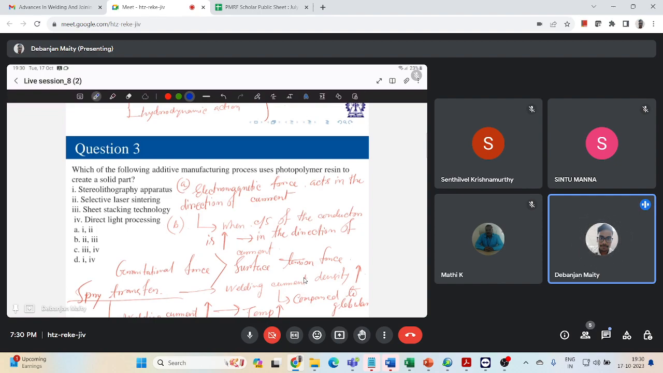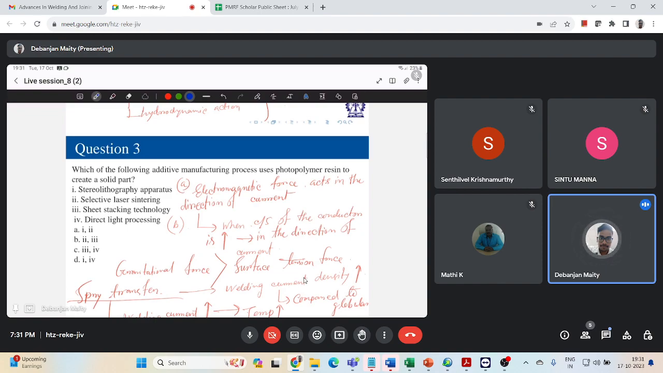So my question here is, which of the following additive manufacturing processes uses photopolymer resin to create a solid part? Option A, 1 and 2, stereolithography. Why would you use photopolymer resin in selective laser sintering? That is a metal 3D printing process.